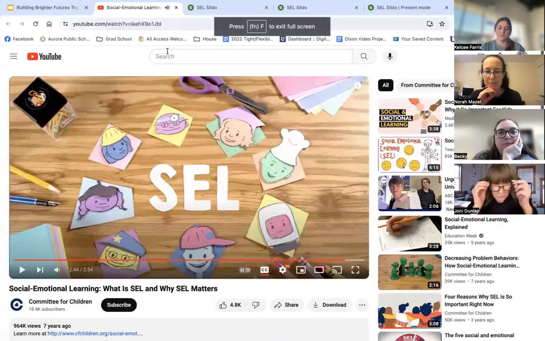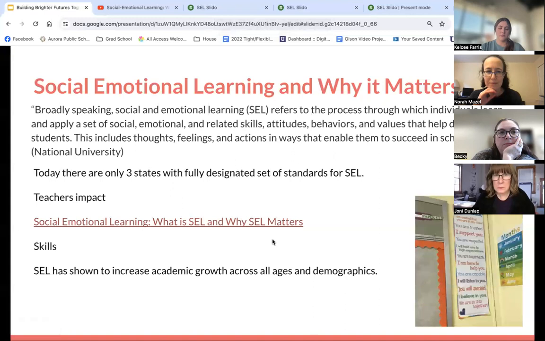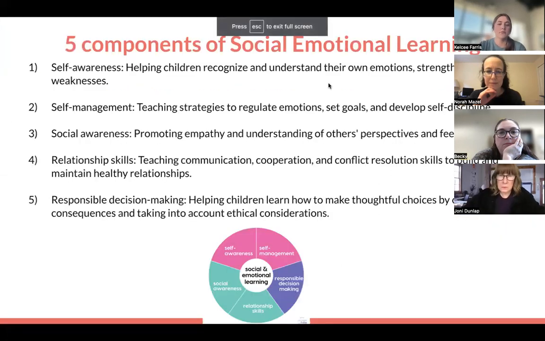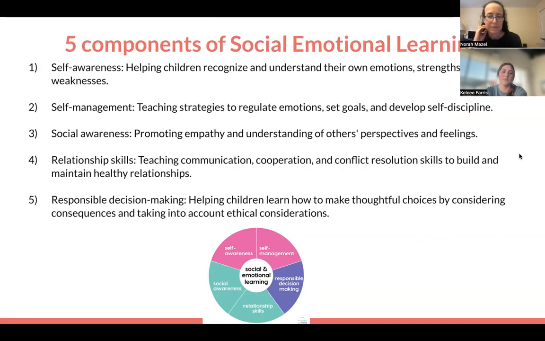So now that we've talked a little bit about the why, we're going to jump into the how. There are 5 components of social emotional learning. The first component is self-awareness, which is helping children recognize and understand their own emotions and strengths. Self-management is the second one, which is teaching strategies to regulate emotions, and set goals and develop self-discipline.